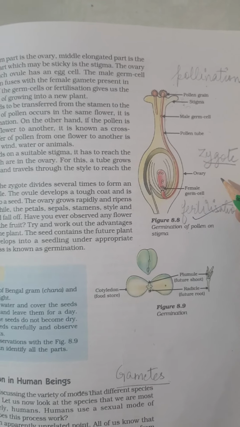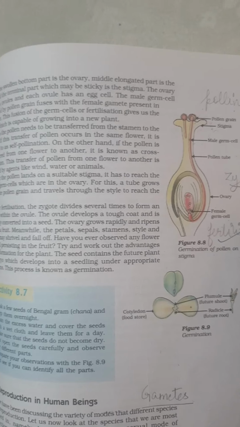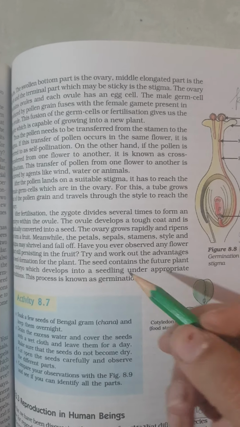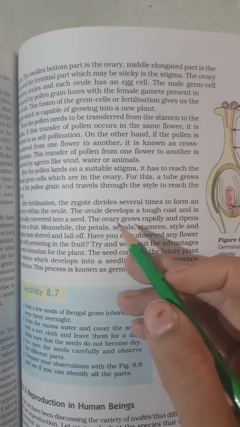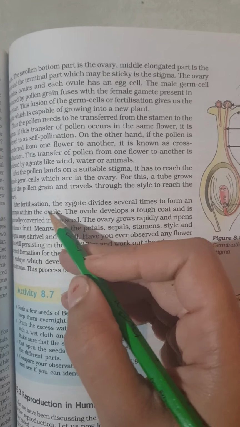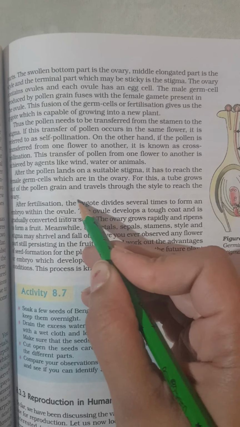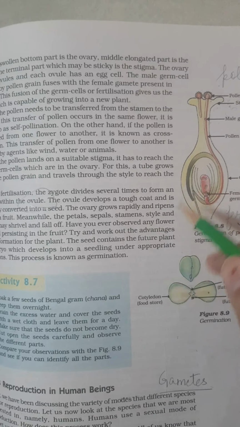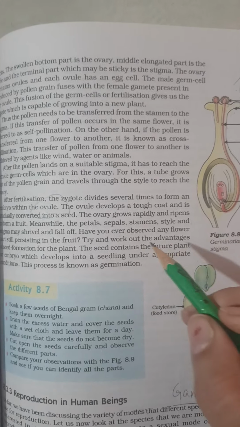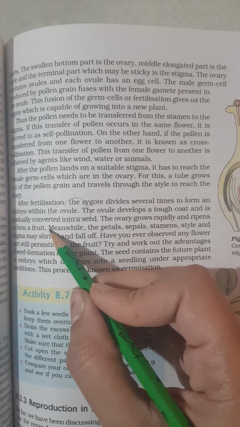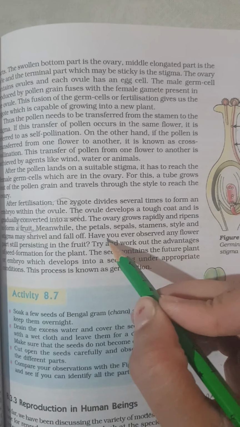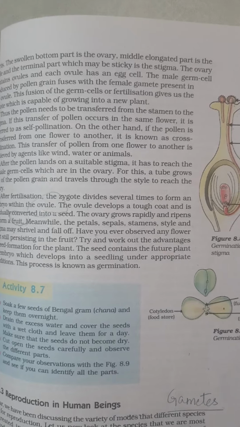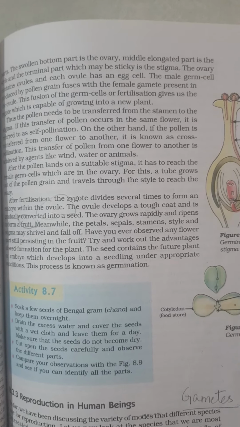Once the zygote has been formed, it will divide several times and form an embryo within the ovule. Now what happens? The ovule develops into a seed because it has a tough coat, and the ovary will form the fruit. Meanwhile, the other parts, petals, stamen, sepals, style and all, will fall off.